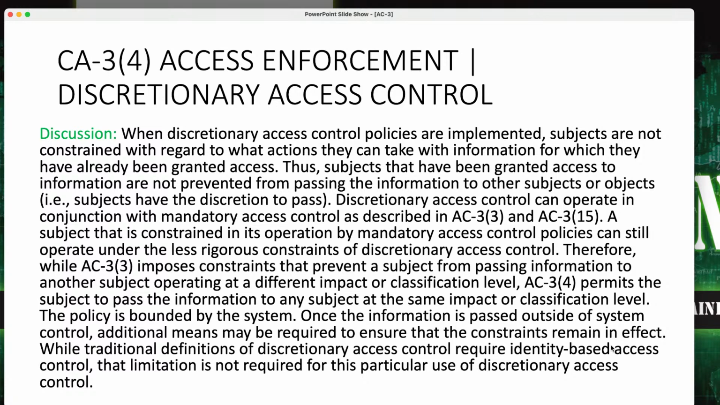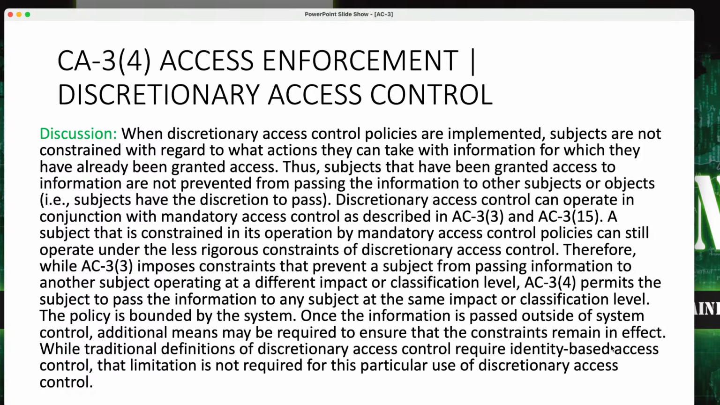Discretionary access controls can operate in conjunction with mandatory access controls as described in AC-3 and AC-3 Enhancement 3 and AC-3 Enhancement 15, like we talked about before. A subject that's constrained in its operation by mandatory access control policies can still operate under less rigorous constraints of discretionary access control. Therefore, while AC-3 Enhancement 3 imposes constraints that prevent a subject from passing information to another subject operating at a different classification level, AC-3 Enhancement 4 permits the subject to pass the information to any subject at the same impact or classification level.